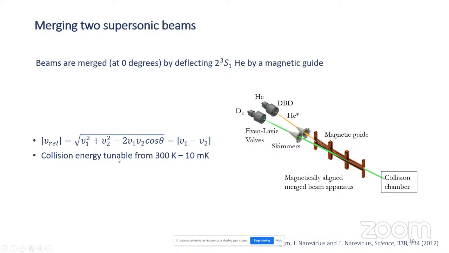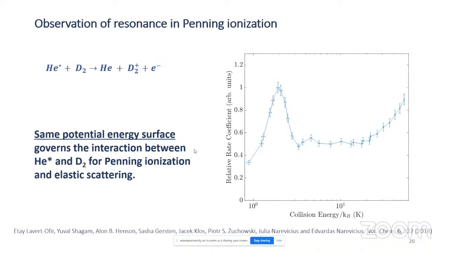And then the collision energy can be tuned from 300 Kelvin down to 10 millikelvin, right? Even though when we match these two beams, V1 equal to V2, it should become 0, it doesn't become 0 because the valve has its own spread, spatial distribution, temporal distribution, etc. Right? Okay.